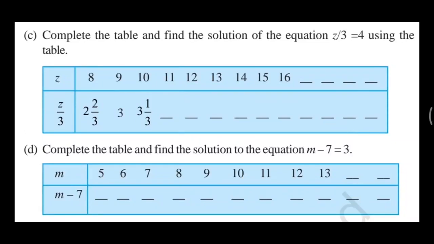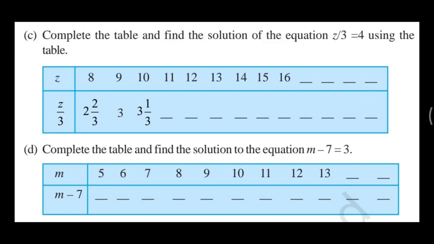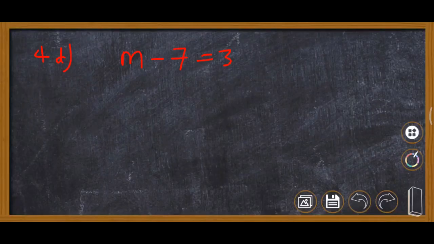Now this is fourth D part. C part we have completed. Now in this D part you have to put values 5, 6, 7, 8, 9 and m minus 7 is equal to 3, and we can put values one by one. Now let's find out the solution. Now we are solving fourth D part where m minus 7 is equal to 3.